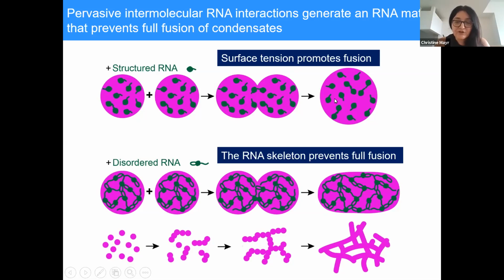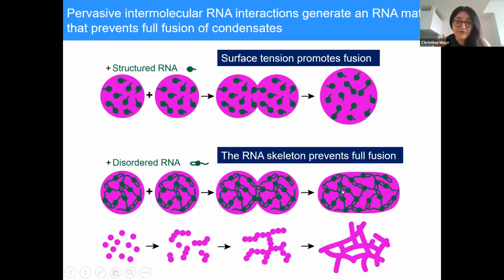In contrast, when we have disordered RNAs, they have some globular parts, but they also have disordered regions that can then do intermolecular interactions and form an RNA skeleton, or what we call an RNA matrix. So now when these two condensates touch, they can fuse at the contact sites, and the protein components, shown in magenta, can move freely. But the RNA skeleton is quite rigid, and therefore it cannot change its shape dramatically.